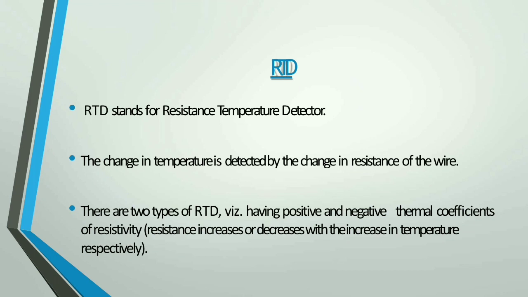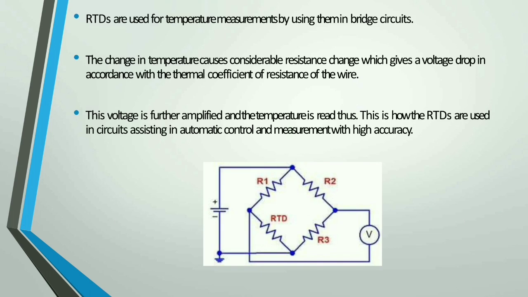RTD. RTD stands for resistive temperature detector. The change in temperature is detected by the change in resistance of the wire. There are two types of RTD: wires having positive and negative thermal coefficients of resistivity. Resistance increases or decreases with the increase in temperature respectively.